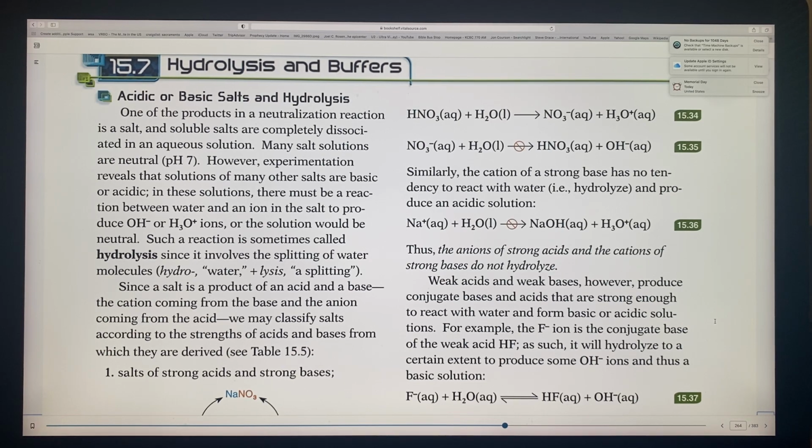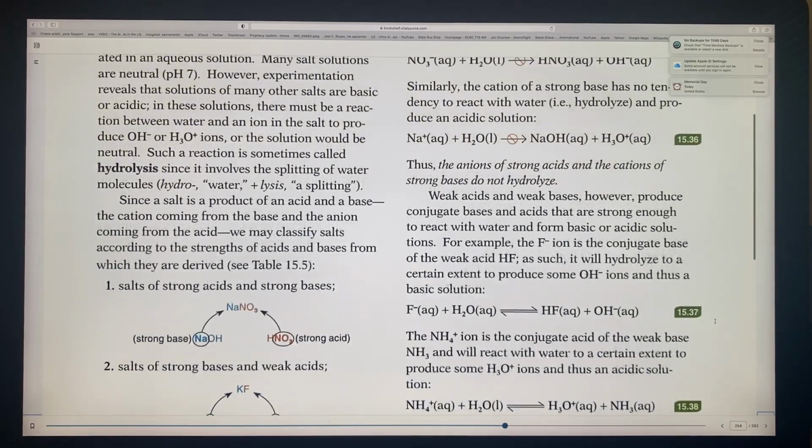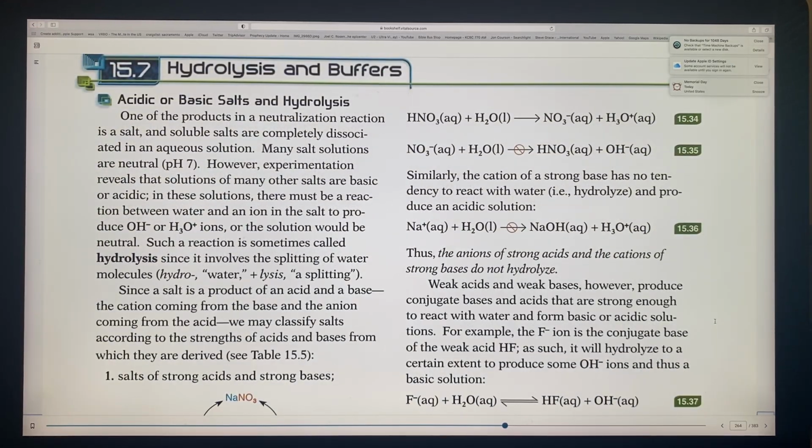So a strong base or a strong acid is not going to react with the water. And so you're going to have more of a neutral salt. So the strong acids and strong bases are going to produce a neutral salt. So the anions of strong acids and the cations of strong bases do not hydrolyze with the water to make acids or bases, so they are very neutral.